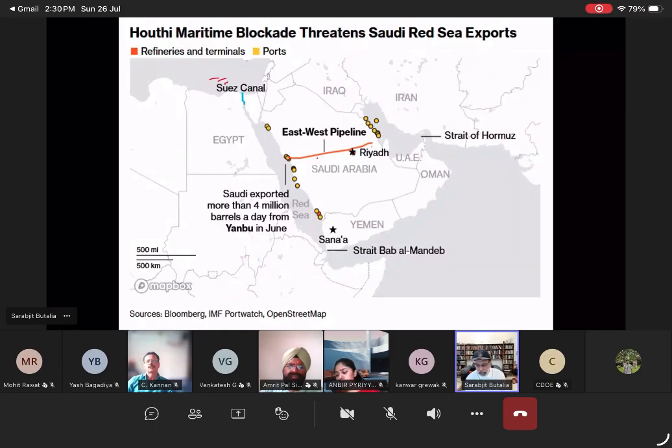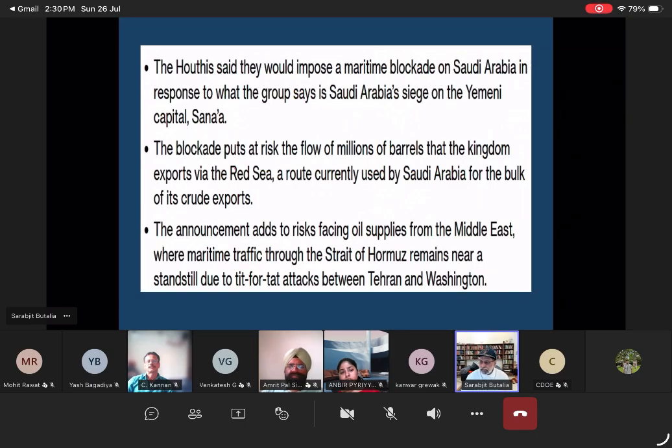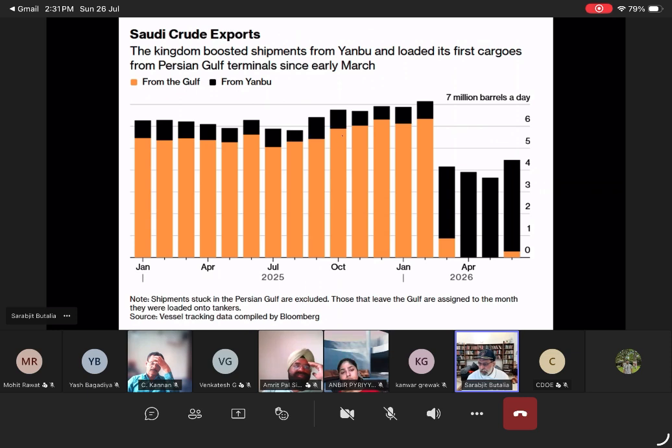So this is an interesting scenario, and that's why I asked you to go through these slides. This is what the Houthis intend to do. They said they want to put a blockade, and millions of barrels of Saudi oil will be impacted. This was the map I wanted to show you. This is Saudi's oil production. The yellow is from the Gulf and the black is from Yanbu. You can see how systematically the exports from Yanbu have gone up, but the exports from the Gulf are almost zero.